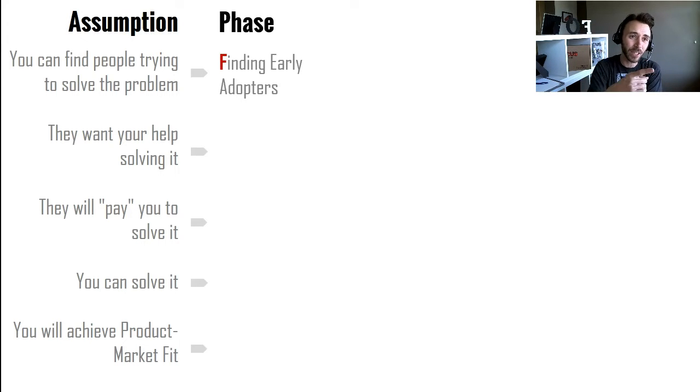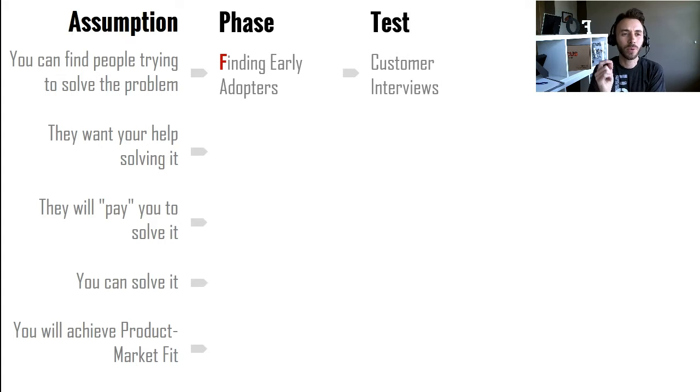So you need to go find them and figure out if they exist. And the way you do that is through customer interviews. So this is the experiment you need to run when you're at the finding early adopters phase. And this is going to tell you, are there people trying to solve the problem? And what words do they use to describe the problem? That's going to be your marketing copy. And where are they looking for solutions to the problem? That's going to be your marketing channels.